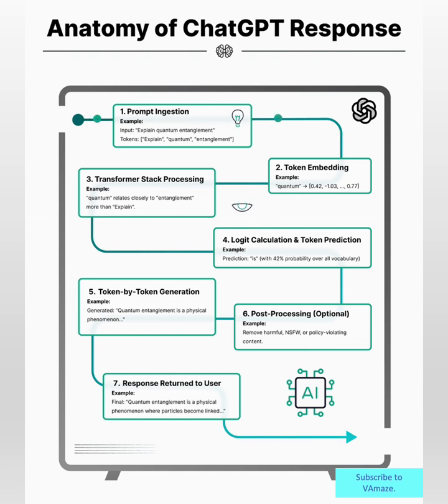Stage 7. Response return to the user, the final delivery. The culmination of this complex journey is the delivery of a polished, contextually appropriate response to the user. In our example, the final response might read, "Quantum entanglement is a physical phenomenon where particles become linked."